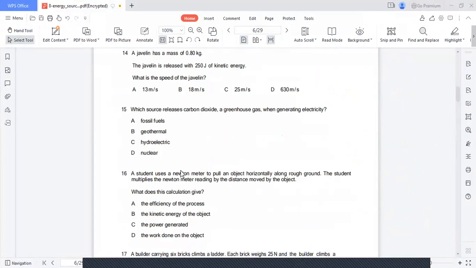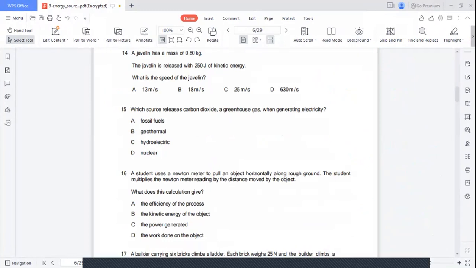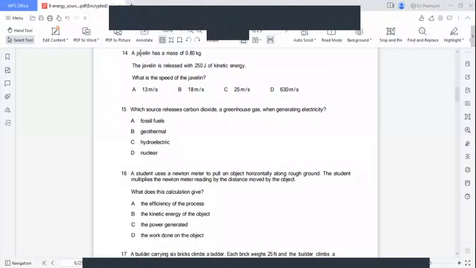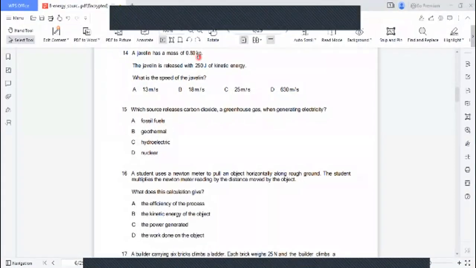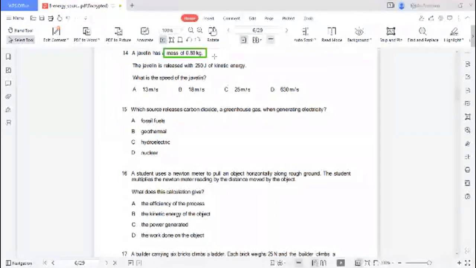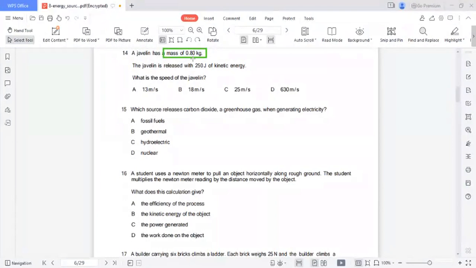Let's move to number 14. In number 14, a javelin has a mass of 0.8 kg. This is mass. The javelin is released with 250 joules of kinetic energy. What is the speed of the javelin?